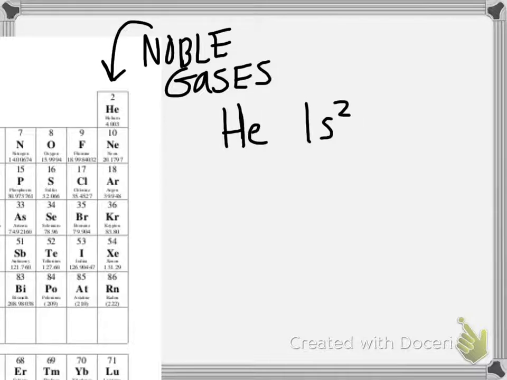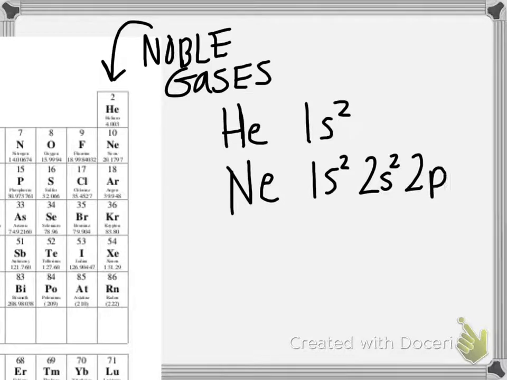So let's look at neon. Next one down. So we've moved down a group. And neon has 10 electrons. So this would be 1s2, 2s2, 2p, how many do we need? 6. And hey, looky there. There's that full s and p in the uppermost main occupied energy level. Cool.